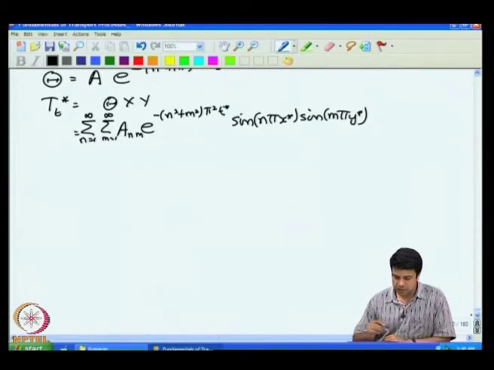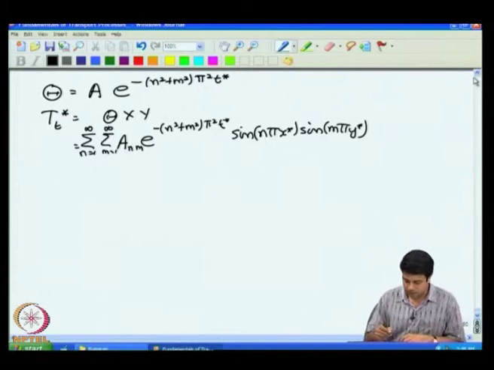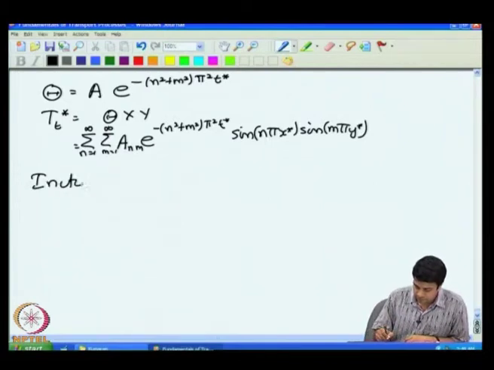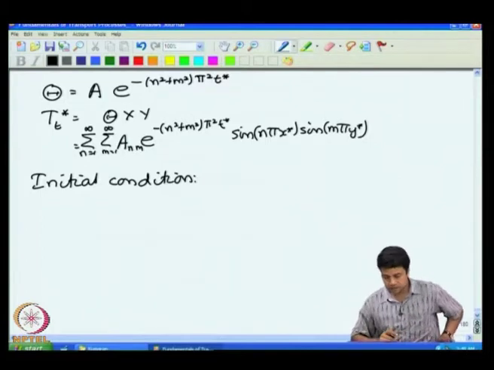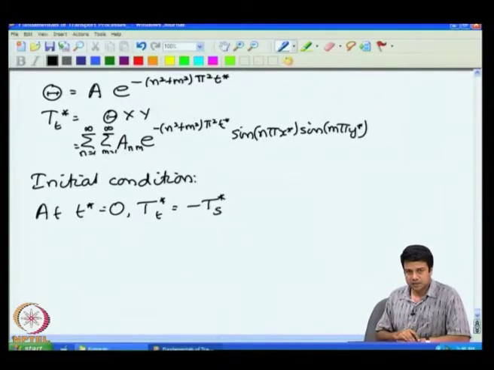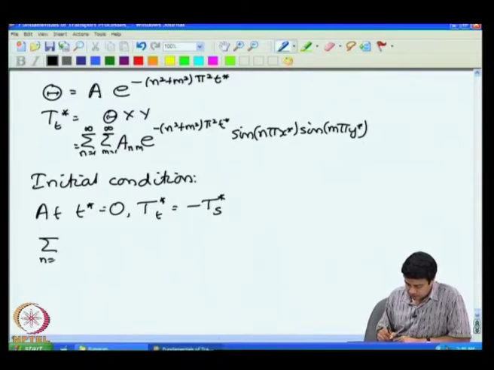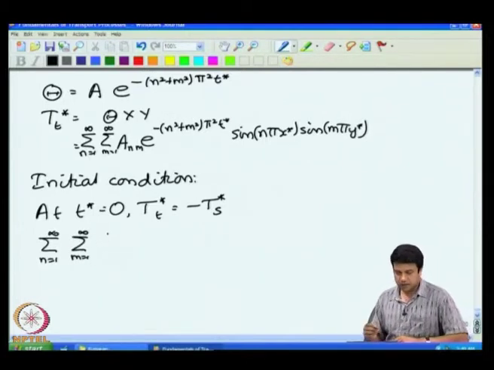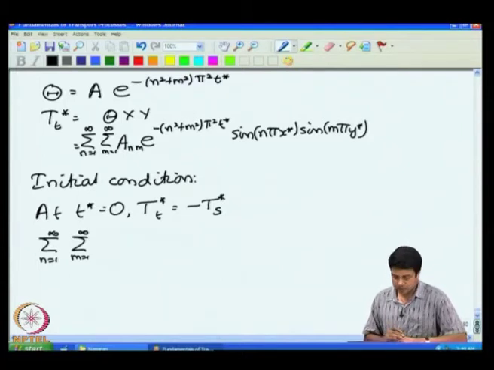How do I determine the constants? You determine that from the initial condition. You determine the constant from the initial condition, that is that at t star is equal to 0, the temperature is equal to minus the steady state temperature. Therefore, that means that summation n is equal to 1 to infinity, m is equal to 1 to infinity. At t star is equal to 0, the exponential is just 1. The exponential part is just 1.